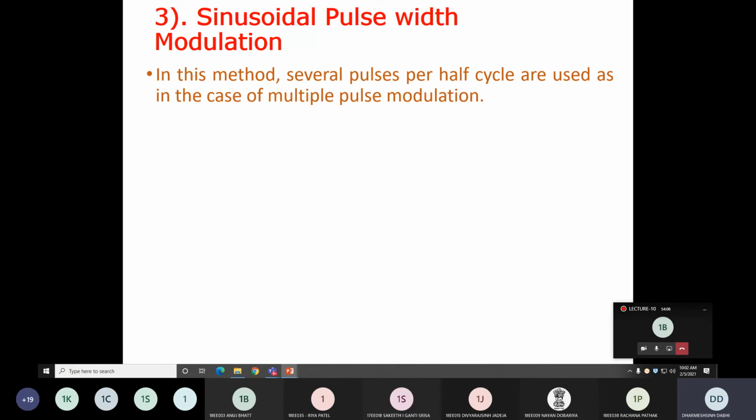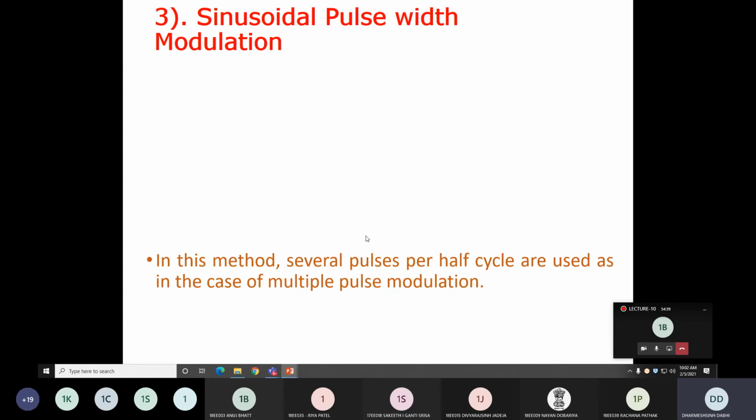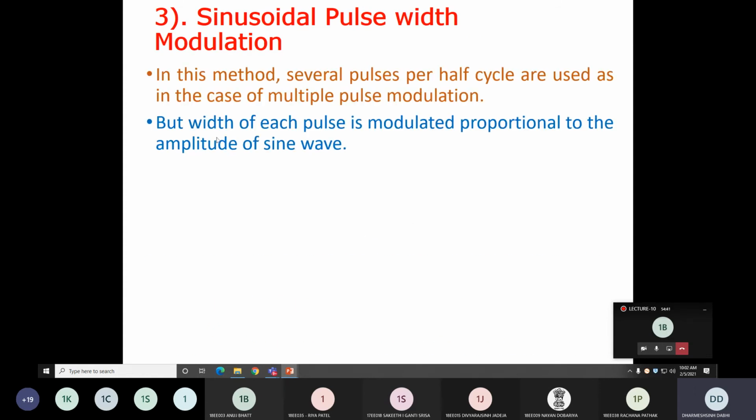In the multiple pulse width modulation technique, the width of each gate pulse, or the width of each pulse in the output voltage, remains the same. Suppose one pulse width is delta; the same width you get for the second, third, and all the pulses. So you generate gate pulses of the same width for each switch. But in the sinusoidal pulse width modulation technique, the width of each pulse is modulated in proportion to the amplitude of the sine wave.